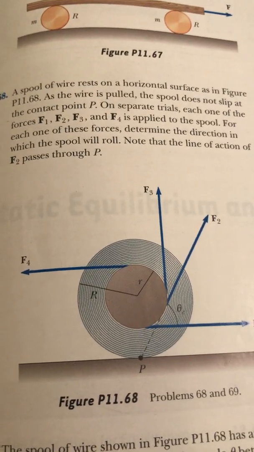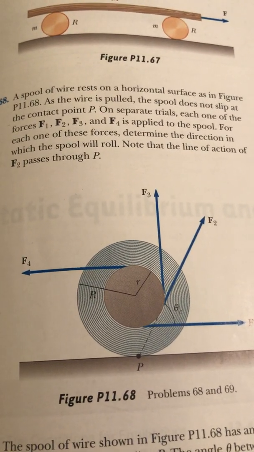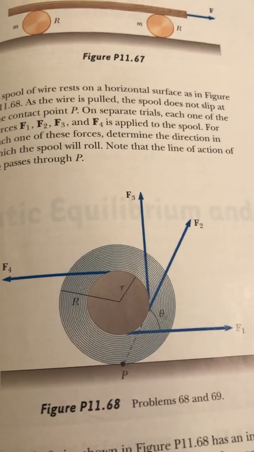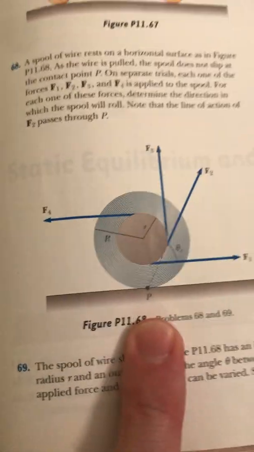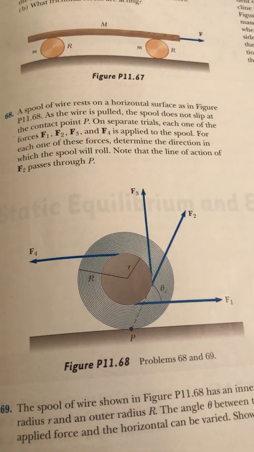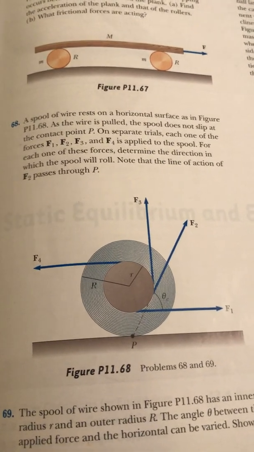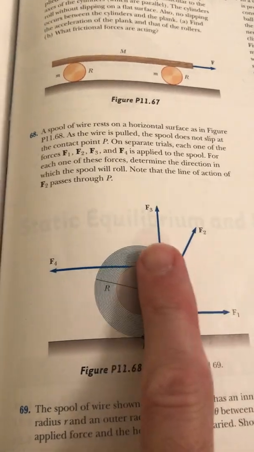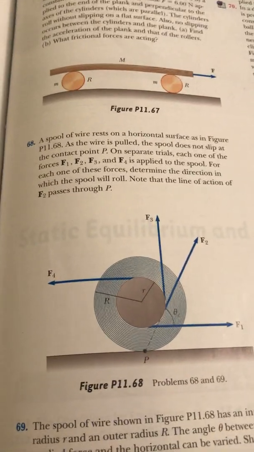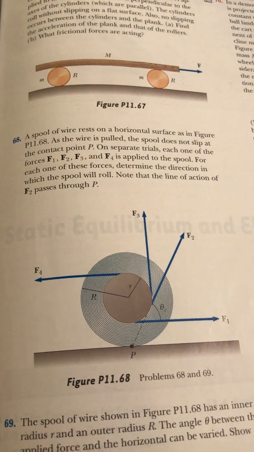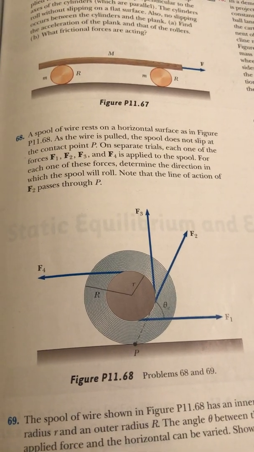So we can see as the wire pulls, the spool does not slip with the contact point P here, right? And on separate trials, so that's important. Separate trials, we're going to pull in direction 1, and 2, 3, 4 separately. And what we want to do is determine the direction in which the spool will roll.